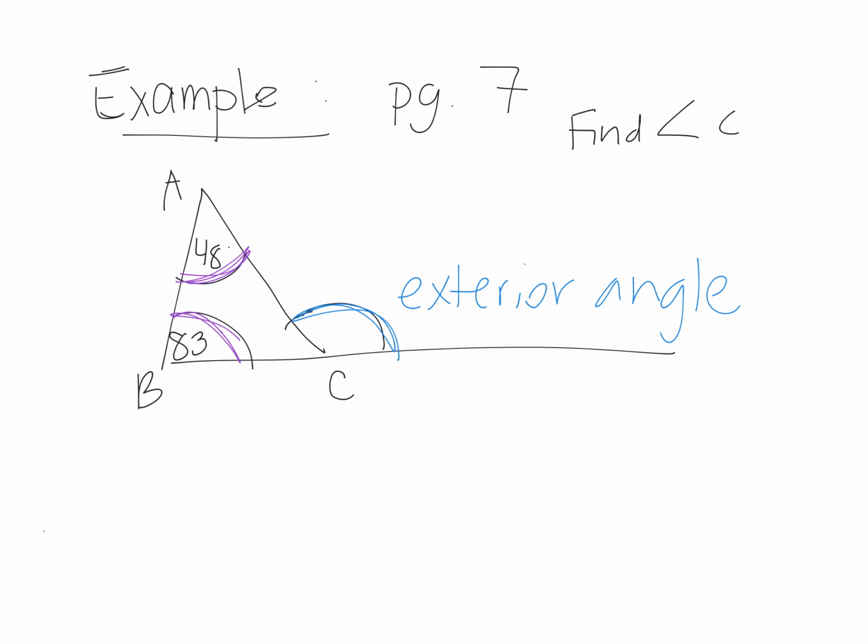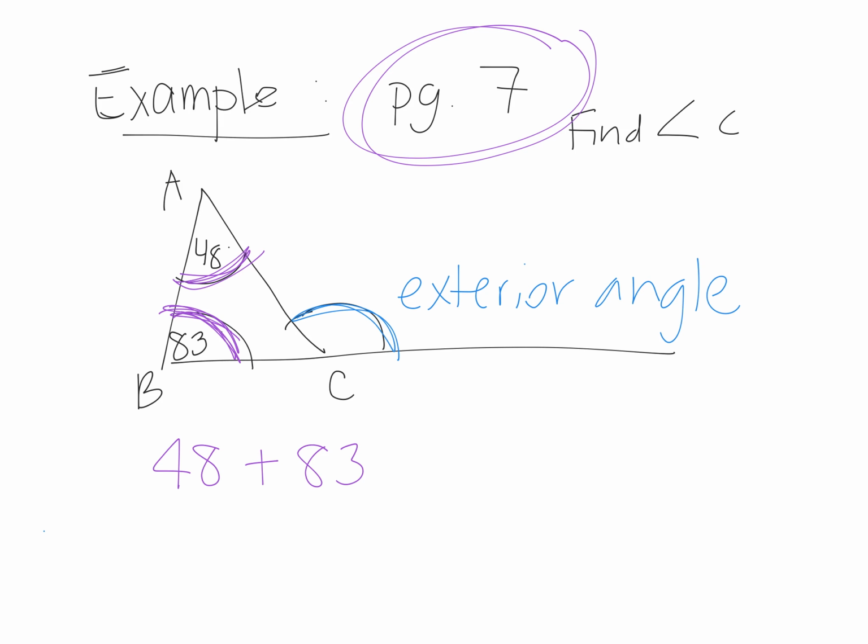Okay, so how would I find the exterior angle? How do I find the sum of A and B? What do I do? 48 plus 83 equals this, C. Okay? So 48 plus 83 is what? 131 degrees. That gives us angle C. So this is 131 degrees. So the two interior angles will always equal the exterior angle.